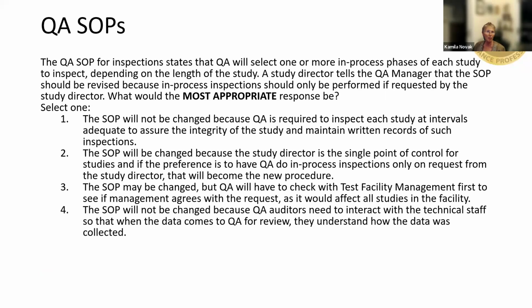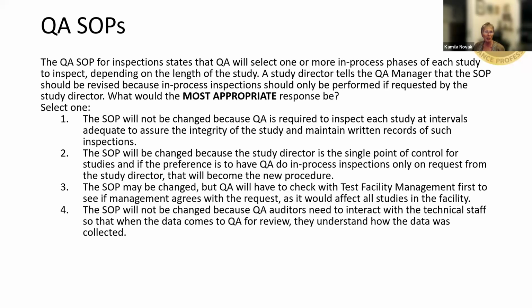So this is about SOPs. The quality assurance SOP for inspection states that QA will select 1 or more in-process phases of each study to inspect, depending on the length of the study. A study director tells the QA manager that the SOP should be revised because in-process inspections should only be performed if requested by the study director. What would the most appropriate response be? We already had this once, but perhaps not everybody was here last time. And sometimes we may have overlap in the topics. So what is your vote?